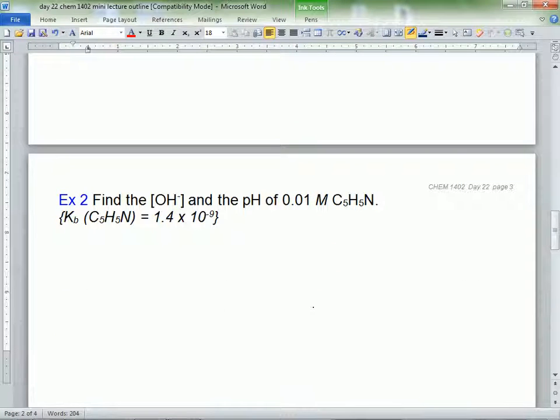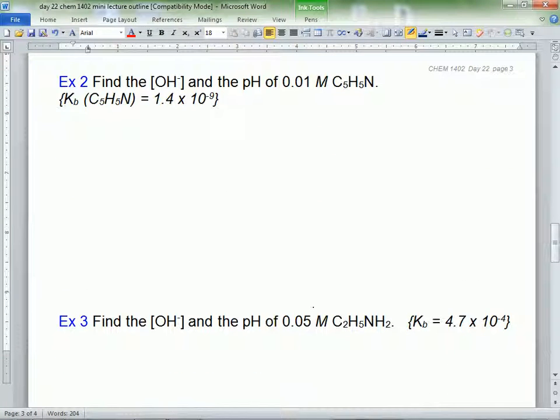Let's work out this one together, though, before we go to the boards here. Find the hydroxide and the pH of 0.01 molar C5H5N. I believe from the table that's pyridine. Jasmine, how would you start this out? Okay, write the chemical reaction. What chemical reaction would you write?